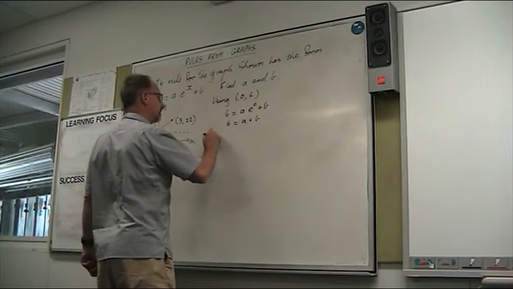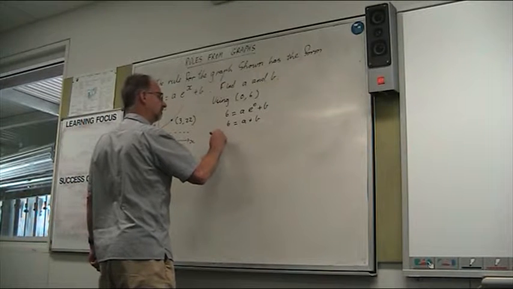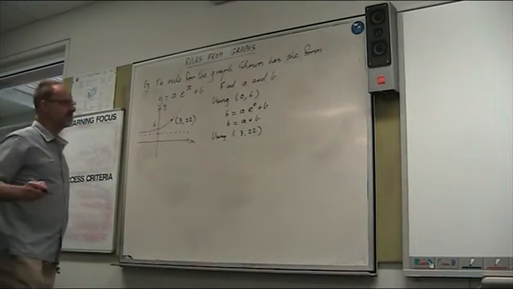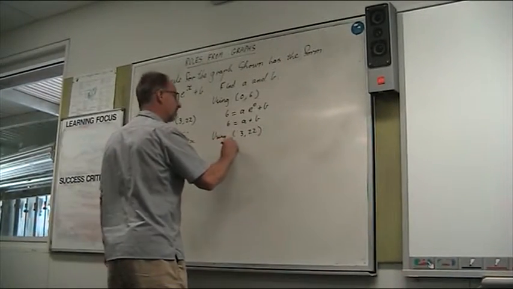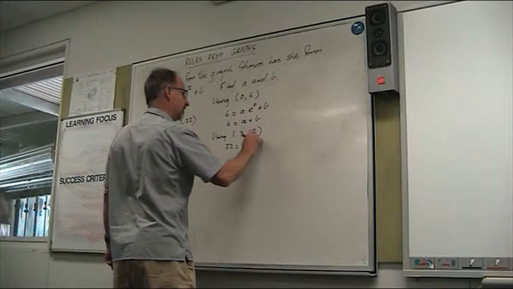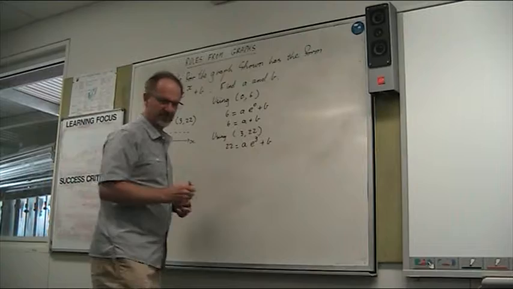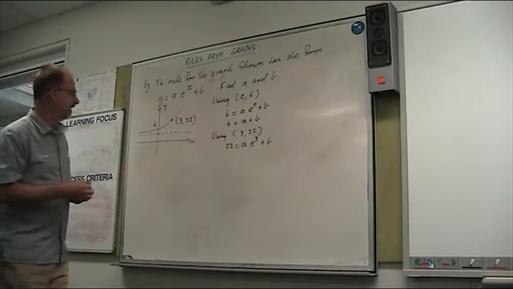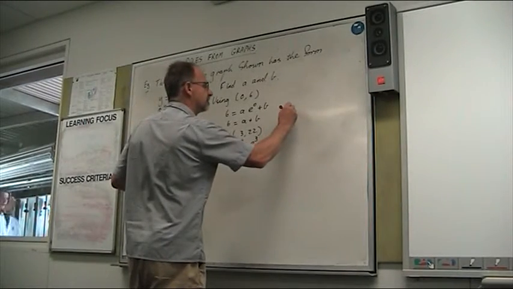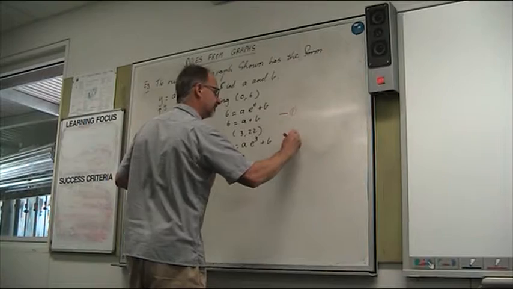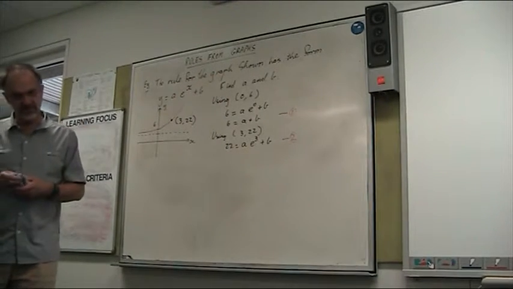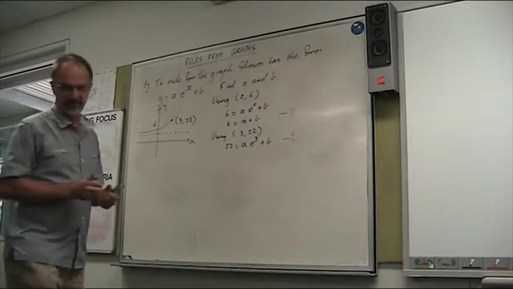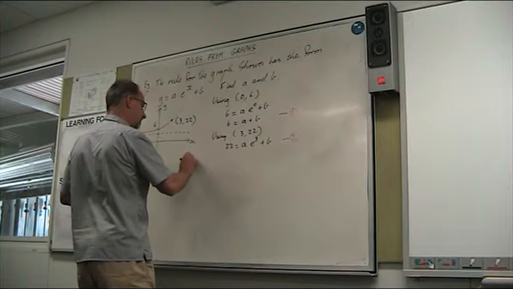Using the other point, 3 and 22, and substituting that in, we'll get that 22 is equal to a e to the 3 plus b. And so we can now have 2 equations. 2 equations, 2 unknowns, and we need 2. Very good. So solving simultaneously.